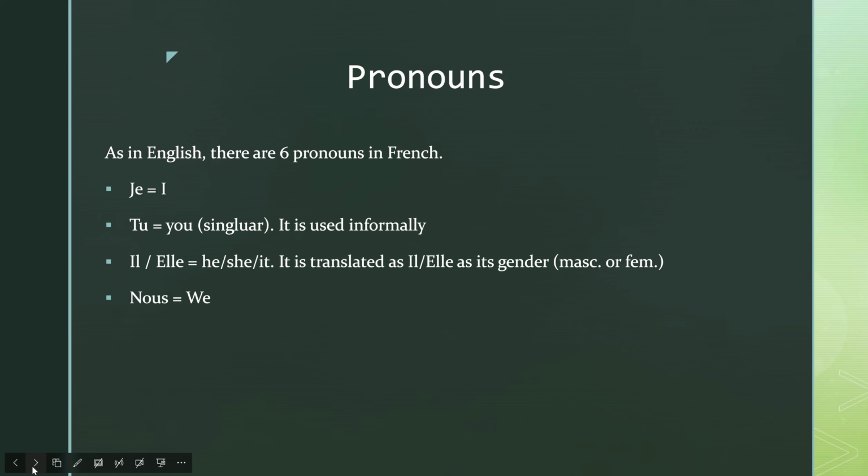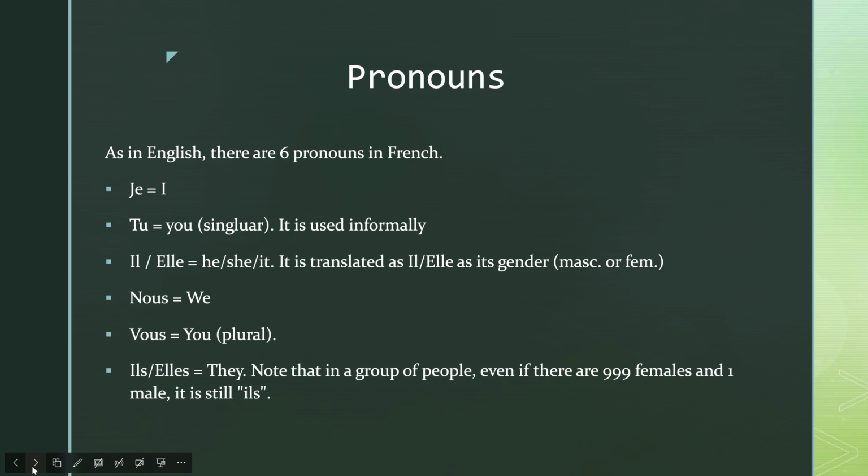Nous means we. Vous means you plural or you singular using formally. And ils, elles means they. Ils is masculine and elles is feminine. Note that if there's one male, it's ils, and if there are no males, it's elles. So even if there are 999 females with one male, it's still ils. Kind of unfair.